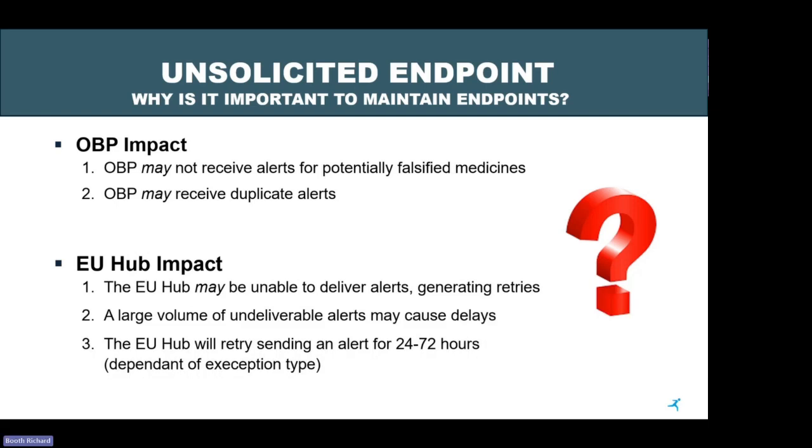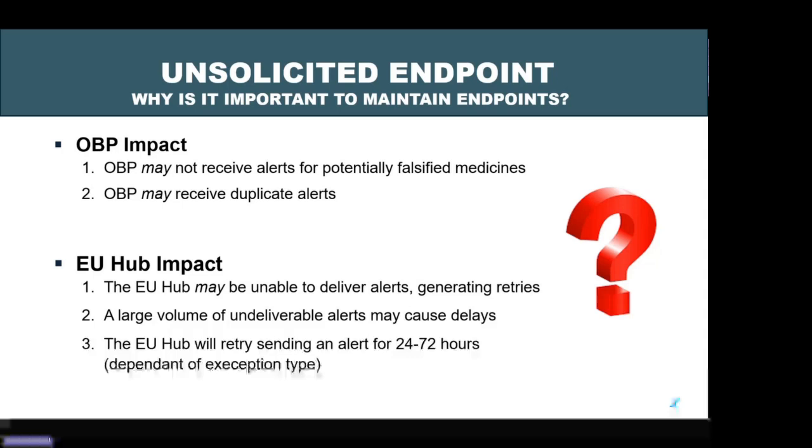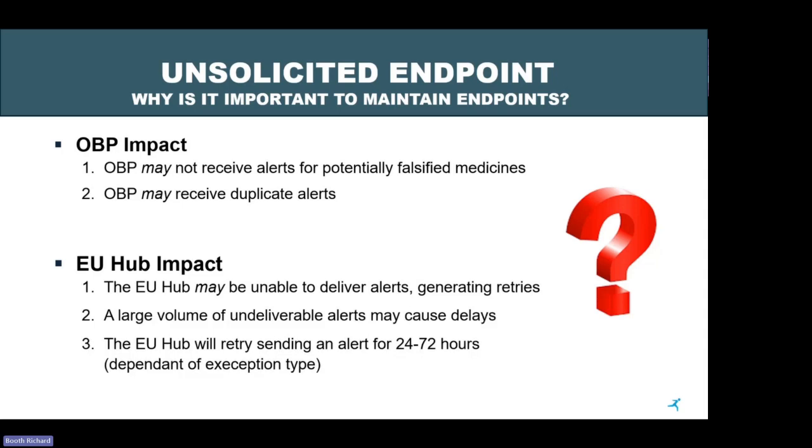Failed deliveries typically result in a retry. And if there's a large volume of those, it can have an impact. It is possible for it to have an impact on other OBPs because the hub is having to process a large volume of alerts that it's unable to fully deliver the first time of trying. So you can see from there that it's generally a very good idea for everybody to maintain their endpoints in order to keep the system running smoothly for the whole community.